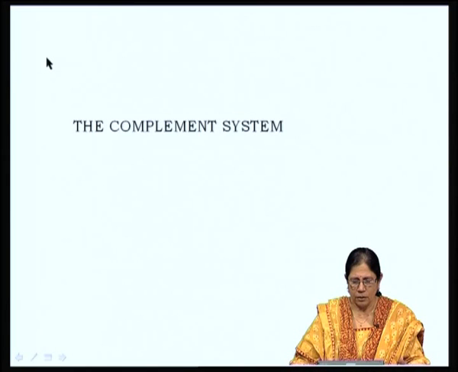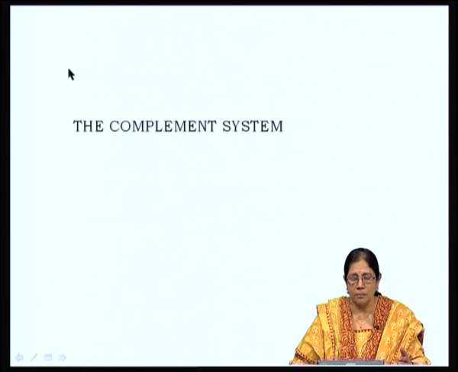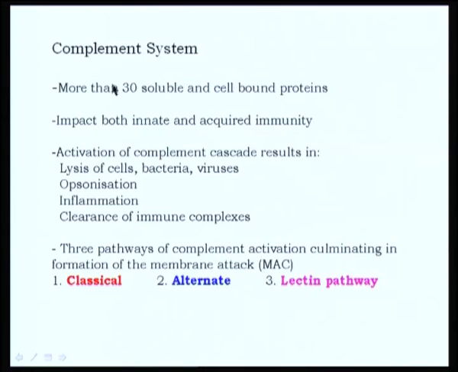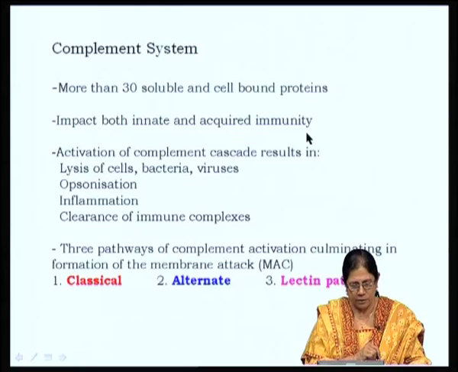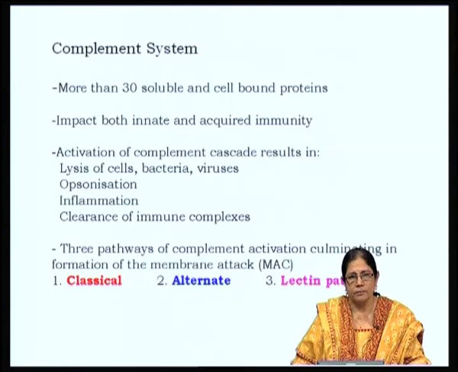So, now we come to the complement system. Complement activation is an important or an integral part of the humoral immune response, and it is an integration between the acquired immune response and the innate immune response. The complement system comprises a very large number of soluble and cell bound proteins. There are more than 30 soluble and cell bound proteins in this system, and like I said, these impact both innate and acquired immunity. What does the complement cascade do?